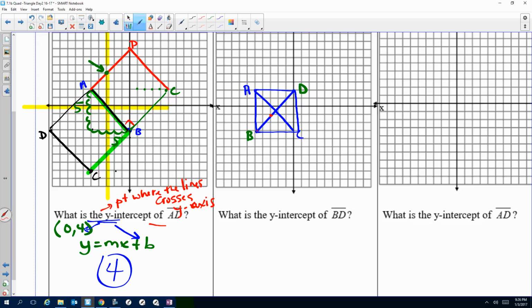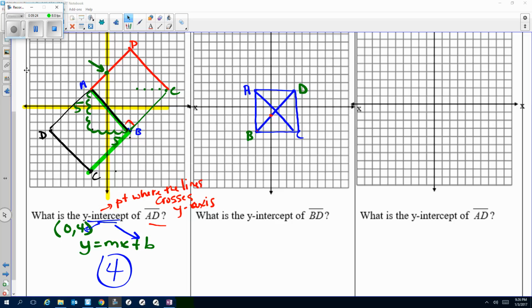What happened? I didn't undo. Still didn't undo. Alright, let me pause and I'll fix it. Okay, so now we have it. And you can see the y-intercept crosses the y-axis at -1. So there is our answer.